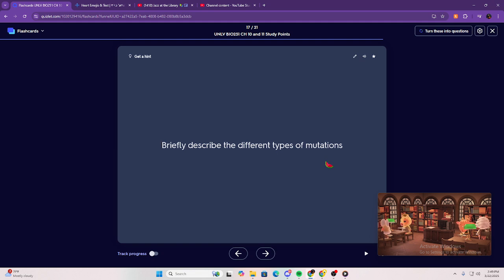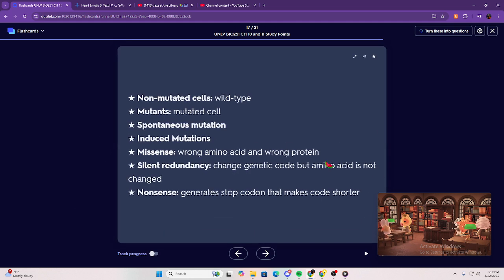Briefly describe the different types of mutations. There are different terms, but you need to know specifically spontaneous mutation and induced mutation, and I'll go over that in the next one. Basically, non-mutated cells are called wild type, mutants are called mutated cells, and the rest I don't think you really need to know. Basically, the rest are just changes, a mistake in the genetic code.